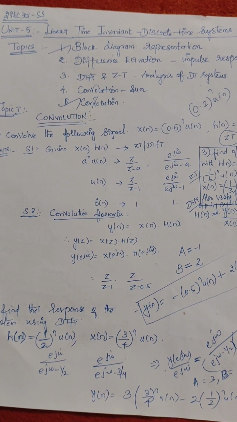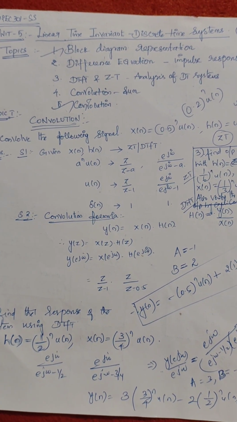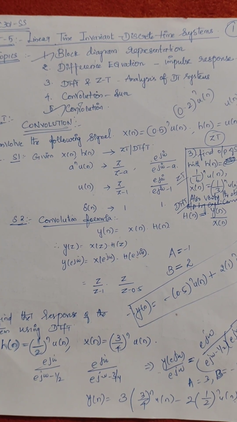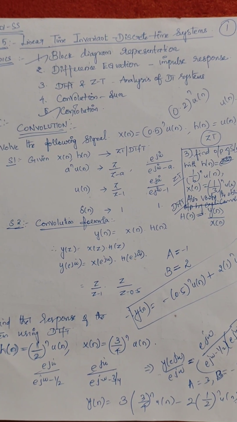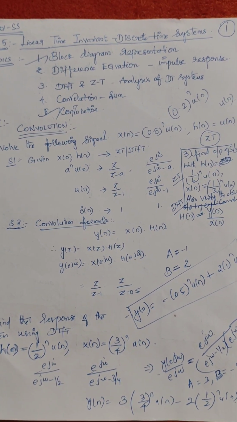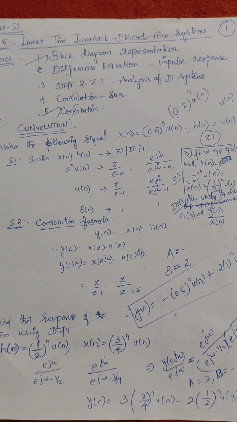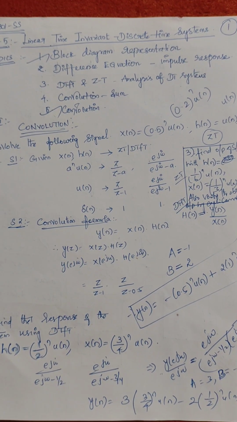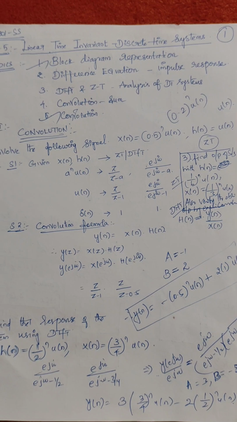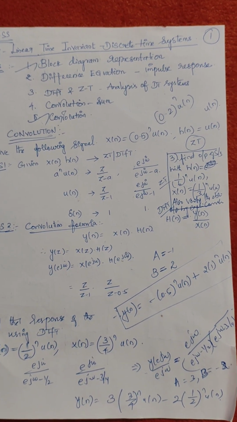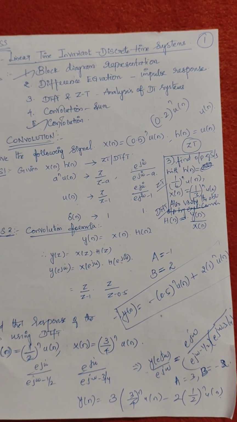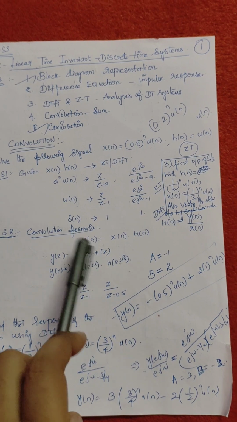You need to apply some transform. Any transform. For discrete time, the best transform will be the Z transform as well as the discrete time Fourier transform. So I am taking the Z transform. So a power n u of n, what is the Z transform formula? Z by Z minus a. U of n, what is the formula? Z by Z minus 1. Del of n, what is my formula?